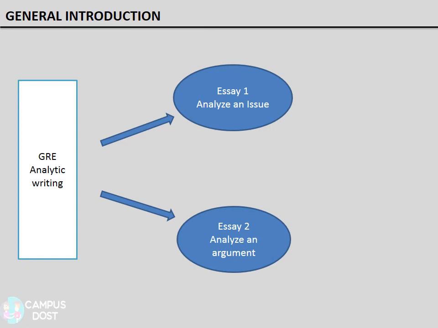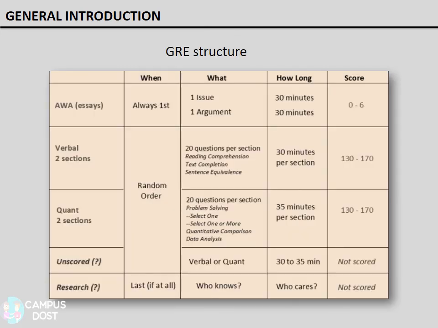So next is analytic writing. There will be 2 essays. The first one is analyzing an issue, and the second one will be analyzing an argument. So here is the GRE structure. Always first, as soon as you walk through the door and sit down at a computer, you have to write 2 half-an-hour long essays. Those have their own separate scale scores from 0 to 6, and then in any random order following them, you will take 2 verbal sections and 2 quant sections that contribute to your overall score.